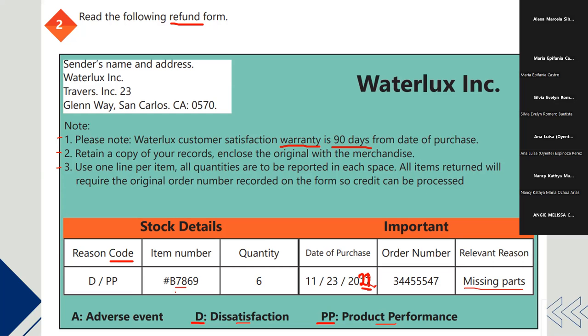What do you think? I think the customer is asking the refund because the product that he purchased was broken and it hasn't parts. Some parts are missing. Exactly. Some parts are missing. That's why he's asking for the refund. But do you think that the customer will receive a refund? Yes, teacher. Because the product was not fully shipped.